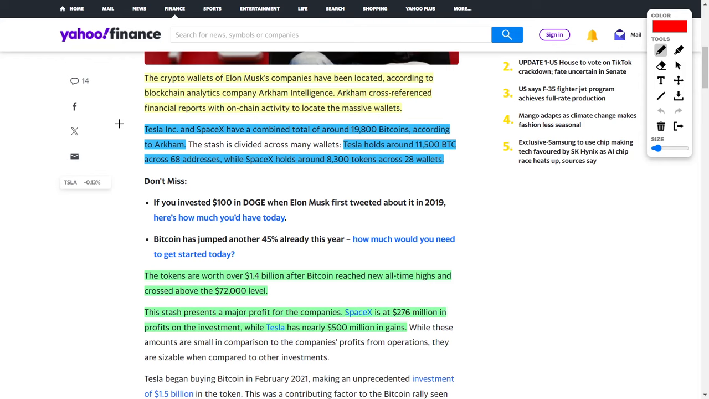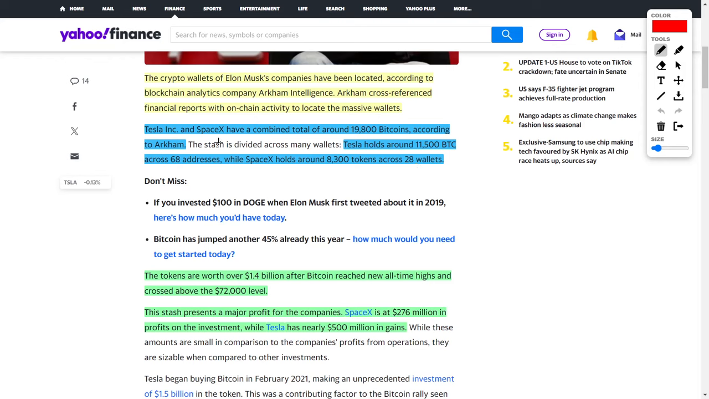Tesla, which is an electric vehicle manufacturer that also specializes in energy storage, energy generation, and artificial intelligence, and is led by none other than Elon Musk, currently holds around 11,500 BTC across 68 addresses. Meanwhile, SpaceX, which is another company led by Elon Musk, currently holds around 8,300 tokens across 28 wallets.